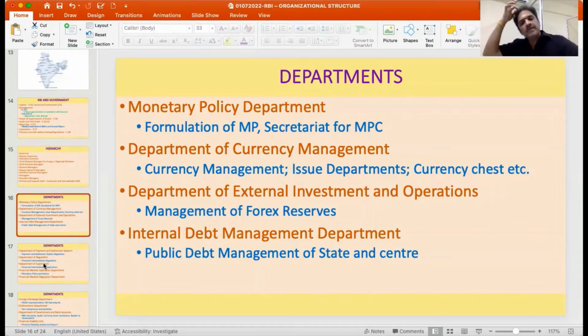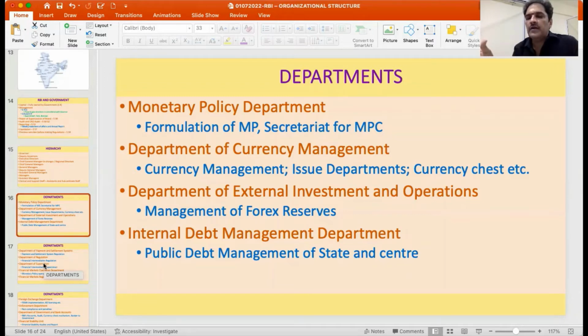Then as far as the departments are concerned, you can just go through the About Us section of the Reserve Bank of India's website to see in greater detail what the functions are. But broadly, when we talk about the departments, we have a monetary policy department whose principal function is to formulate the monetary policy and also to provide the secretarial services for the Monetary Policy Committee. Then the currency management function and the supervision over the issue departments, forecasting relating to coins, currency, etc. Then directions relating to currency chests, etc.